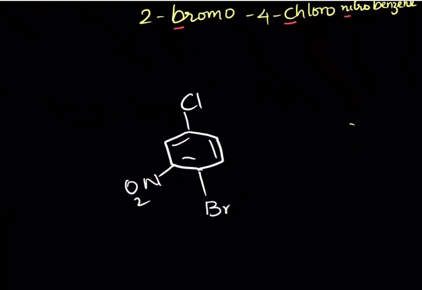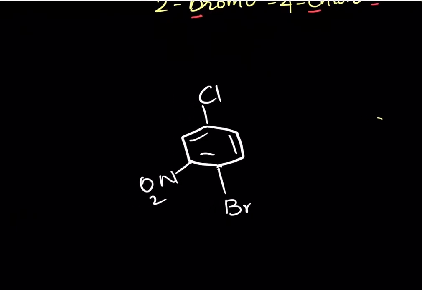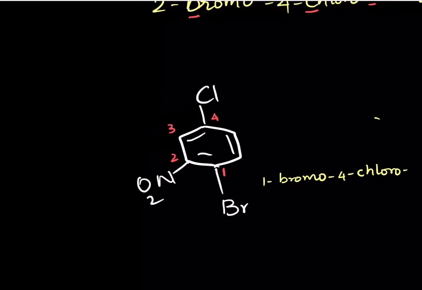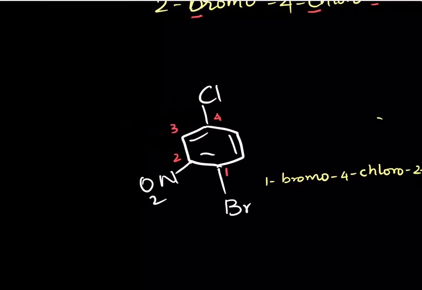Okay, let's do the third example. Again, we have the same groups, but how are we going to number this one? So this is going to be number 1, this is 2, this is 3 and 4, and they all have the lowest possible number. And the name for this is going to be 1-bromo, 4-chloro, 2-nitrobenzene.